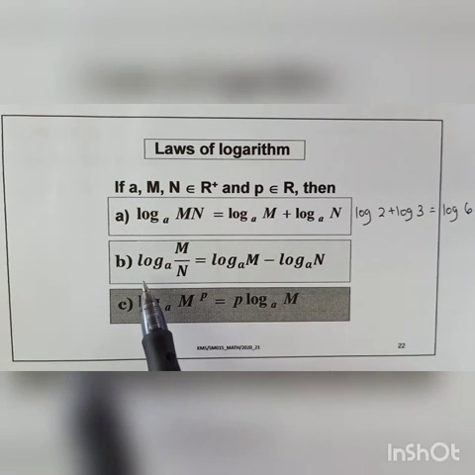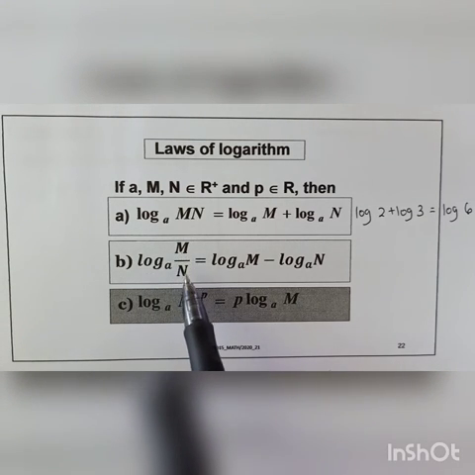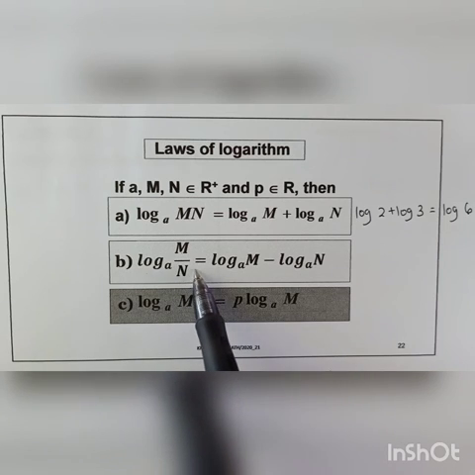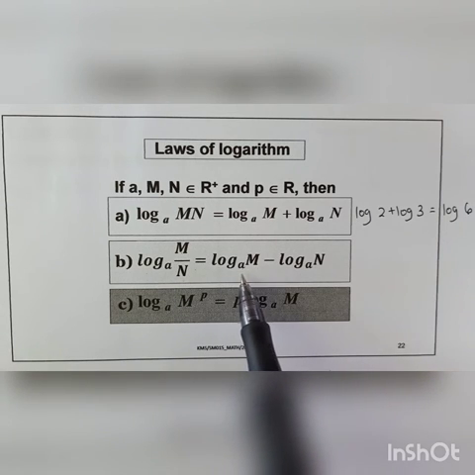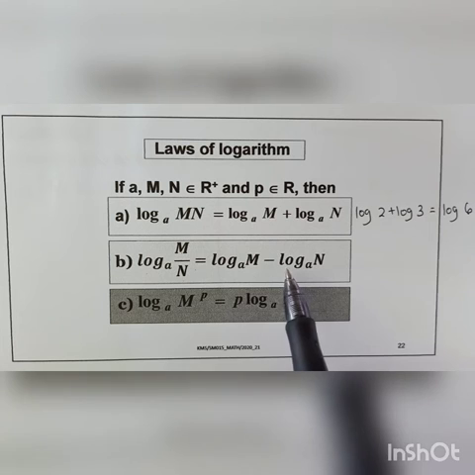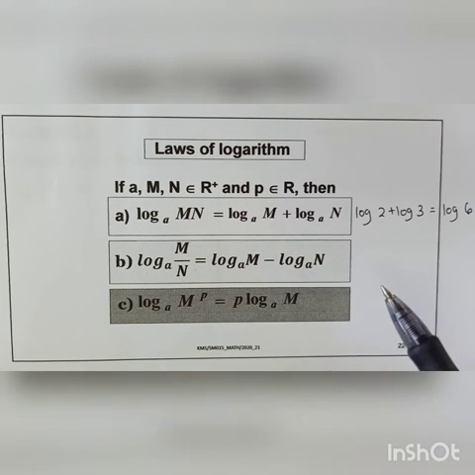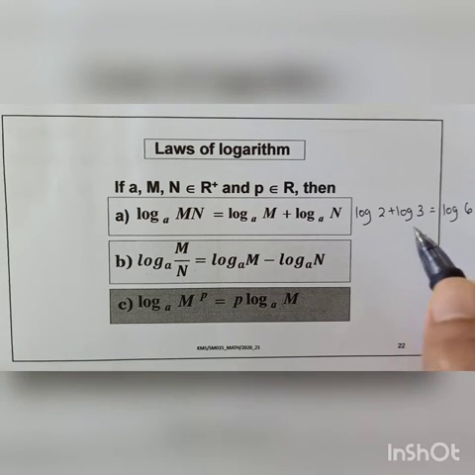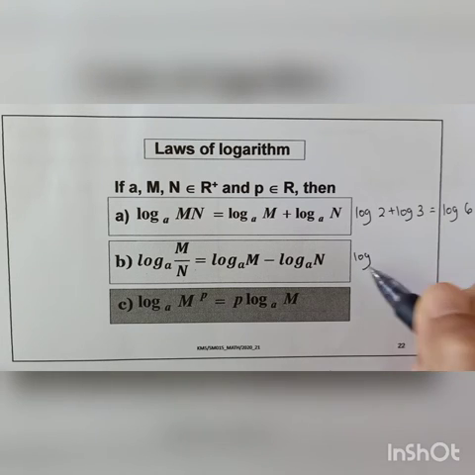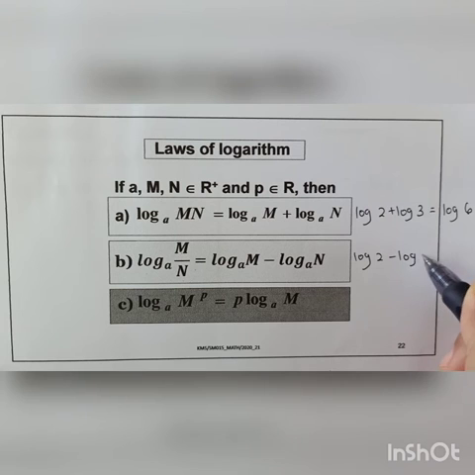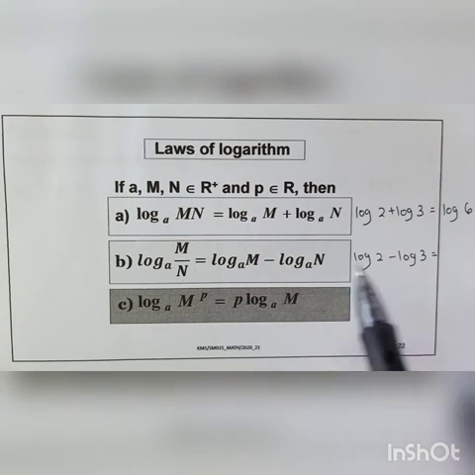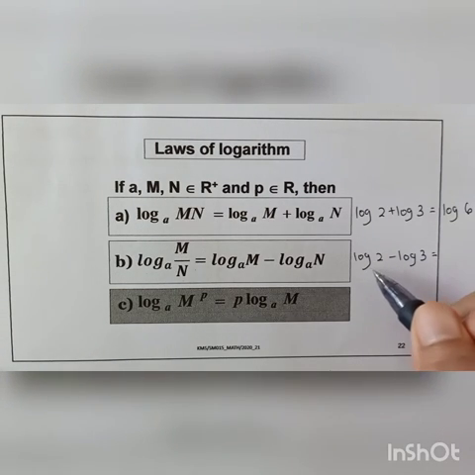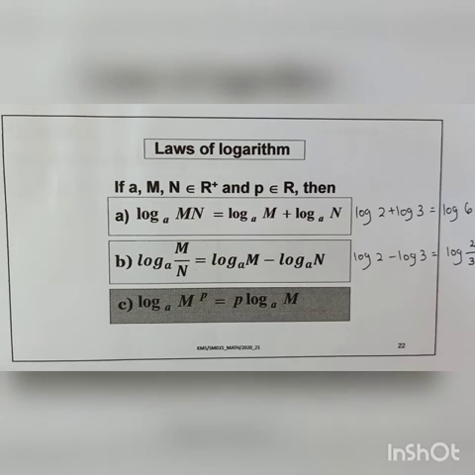For law number 2, log of M over N base a is equal to log M base a minus log N base a. For example, log 2 minus log 3. We use this law, so log 2 minus log 3 equals log of 2 over 3.